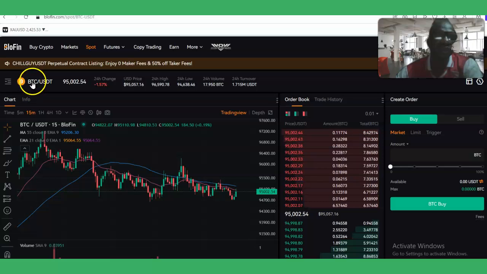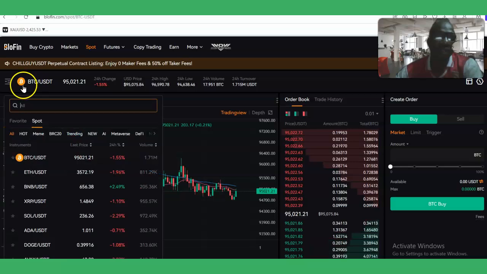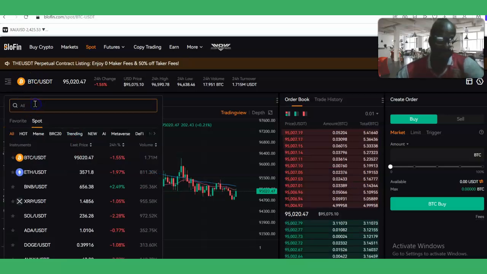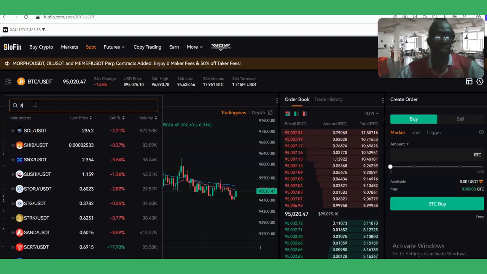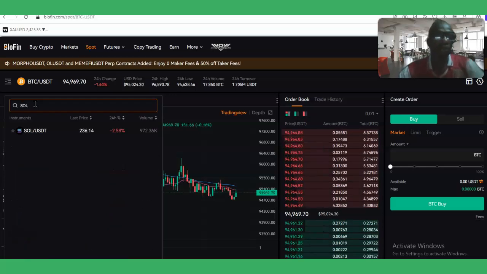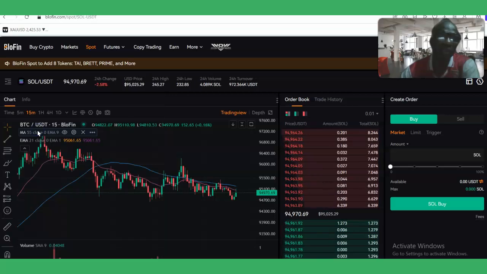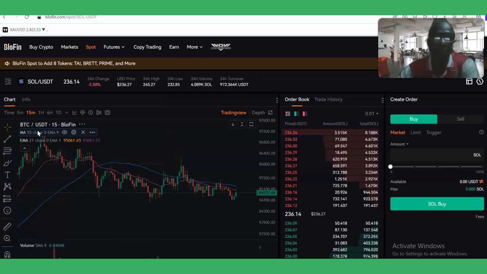Now here is the search bar where you can change the coin. This is Bitcoin. I can place, say, Solana. I want to see the chart for Solana and see how I can trade Solana for an example. Now you will see Solana is changing. You will see the chart will soon reflect in this place. So as soon as it reflects, we can use it to learn how to trade.